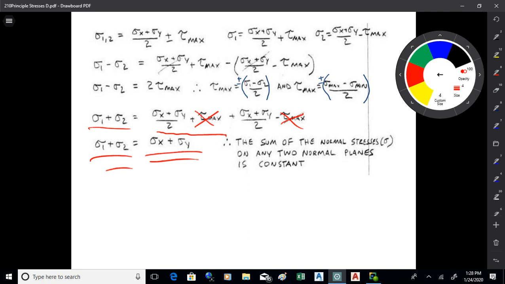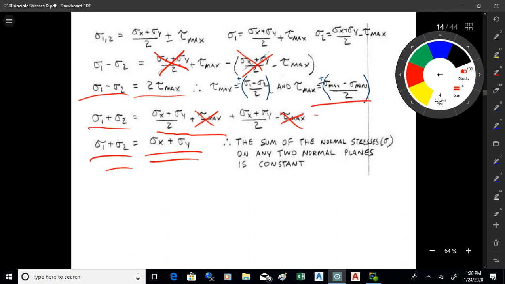Now, the other thing you can do is subtract. So if you take sigma 1 minus sigma 2, you get sigma x plus sigma y over 2 plus tau max, minus sigma x plus sigma y over 2 minus tau max. Well, now this time the sigma x plus sigma y over 2 stuff cancels. You get sigma 1 minus sigma 2 is 2 tau max. So a quick formula for tau max is plus or minus sigma max minus sigma min over 2.